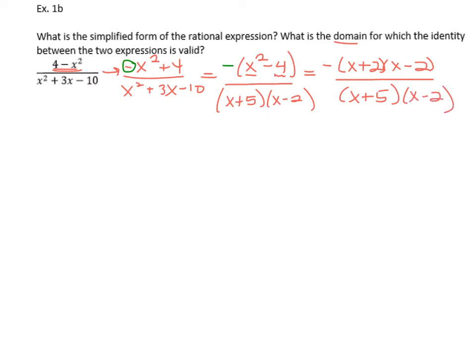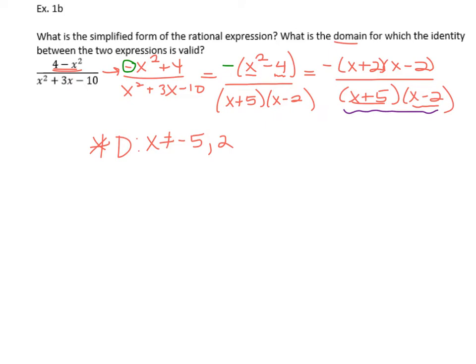Step 2 is stating restrictions in your domain before we simplify. Looking at just the denominator, what are the values for x that make that denominator equal to 0? If you said x plus 5 equal to 0, we'd say x can't equal negative 5. And if we say the same thing for x minus 2, saying that it can't equal 0, that means x can't equal positive 2. Those are our two domain restrictions.